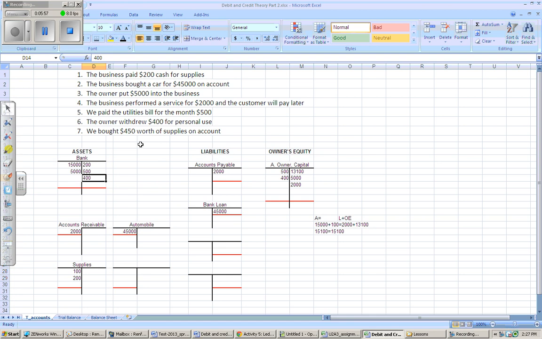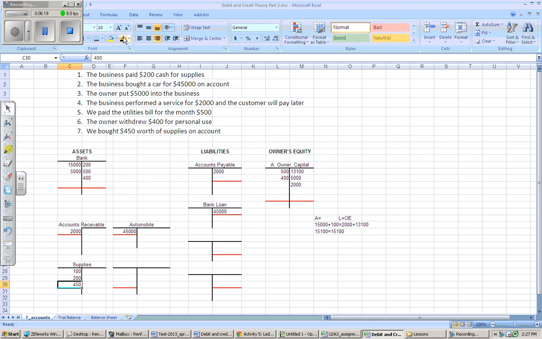And the last transaction, we bought $450 worth of supplies on account. Well, what's one account affected? Supplies. It's an asset. It's increasing. So assets increase on the left or debit side. So I'm recording that 450 on the debit side of supplies.